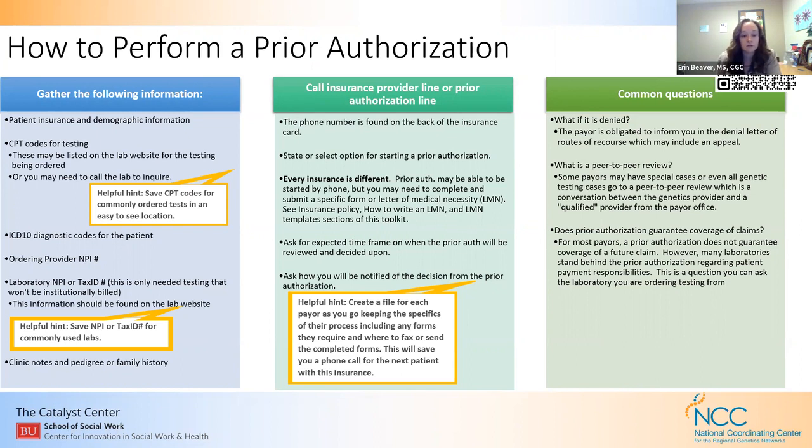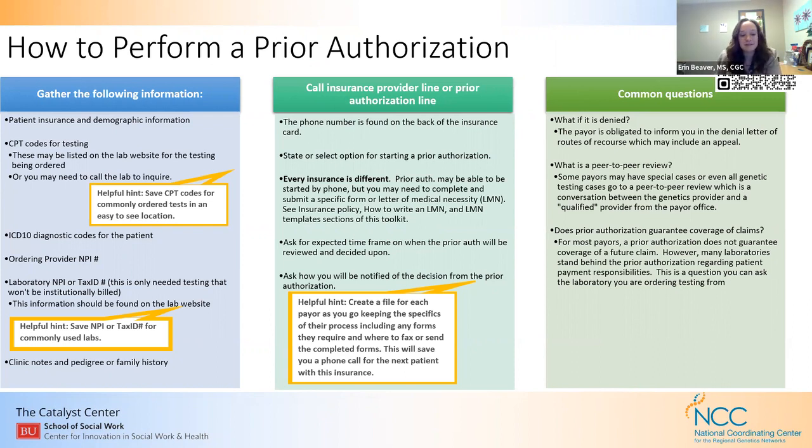You also want to make sure that you have your ordering provider MPI number, the laboratory MPI number or tax ID number if you're not using institutional billing. And I know that I would say these days, the vast majority of genetic testing goes out as not institutional billing, although obviously for inpatients, it is institutionally billed. Again, another helpful hint here, you'll want to save your MPI or tax ID numbers for the labs that you commonly use, so you're not having to look that information up all the time.